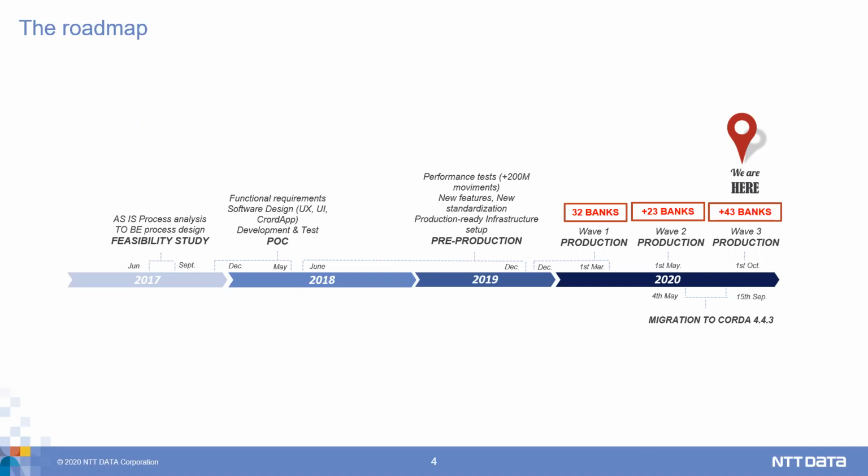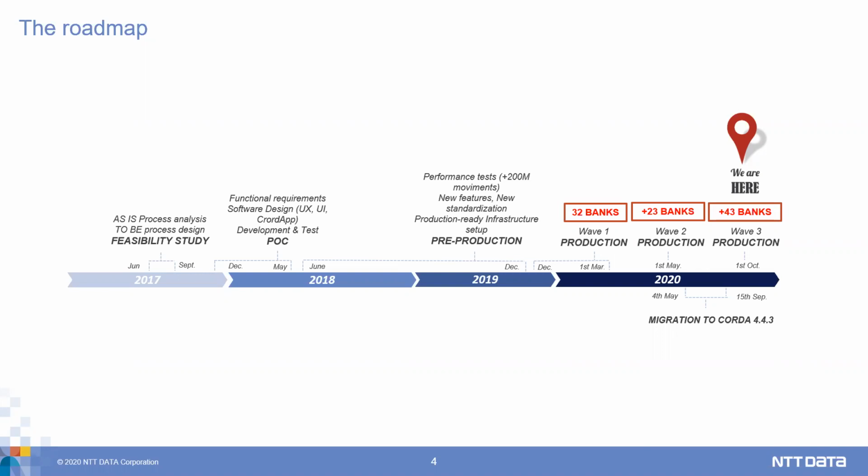So we also did a technology scouting, and at the end we chose Corda with the banks. Of course, we decided all together, comparing the different platforms, and the feasibility study was okay. So it was possible to move to a second phase. That was the POC. In 6 months, we developed a POC, with functional requirements. We designed the application from the UX, UI and blockchain points of view, developed it, and tested it with the banks. In the POC phase, we had 14 banks.